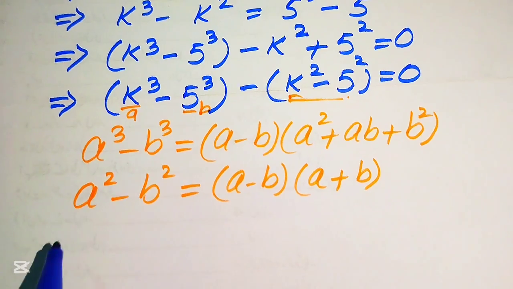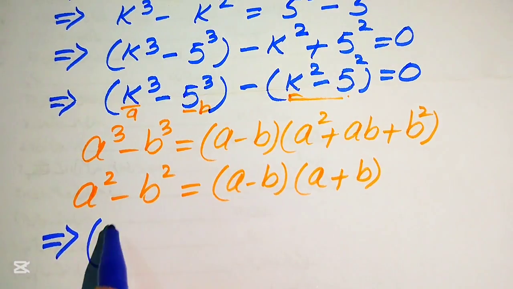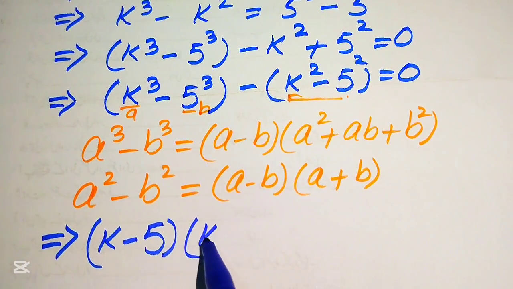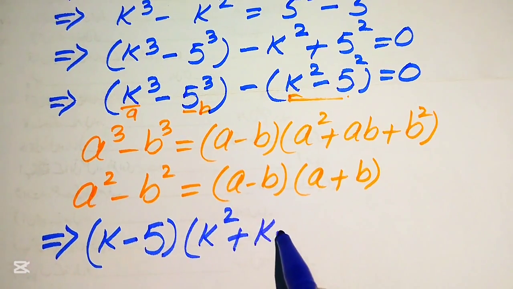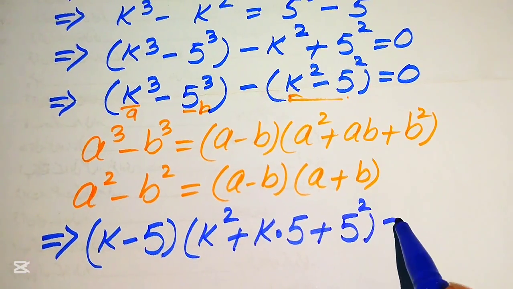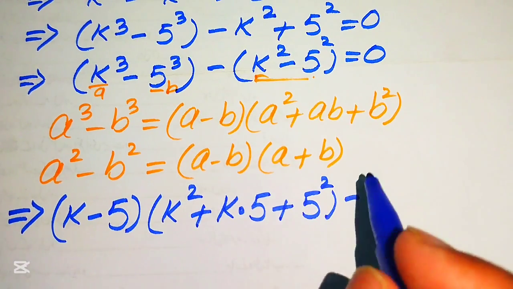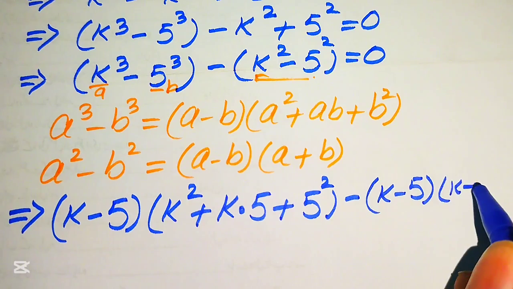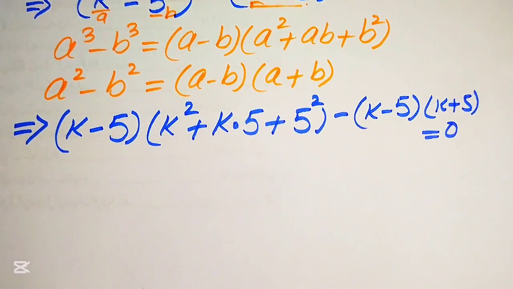We apply the cubic formula on the first term, so our first term is written as a minus b, where a is k and b is 5, times a square, so k square, plus ab, again a is k and b is 5, plus b square, so 5 square, minus, here we apply the second formula, the square formula. We write k square minus 5 square as k minus 5 times k plus 5, and this whole equation equals 0.